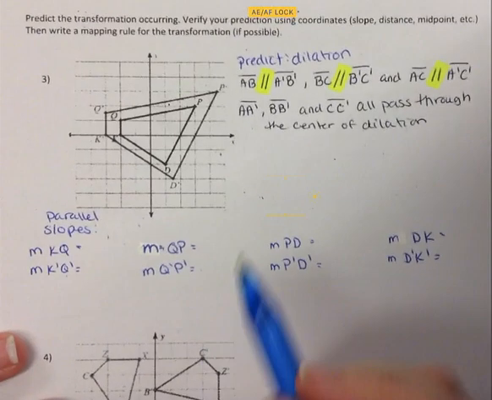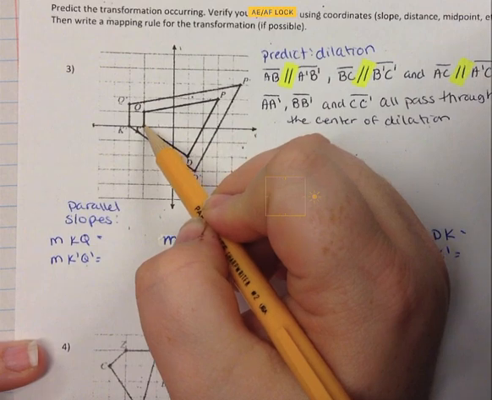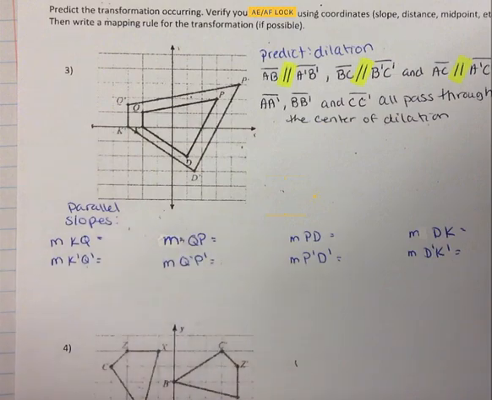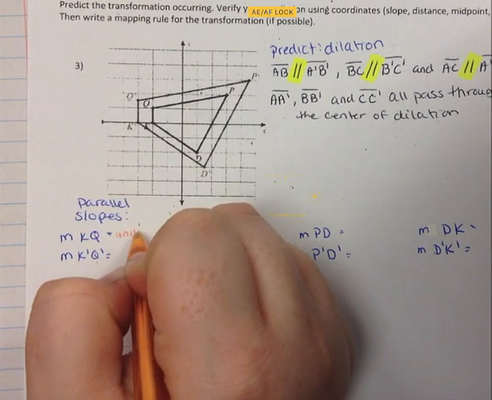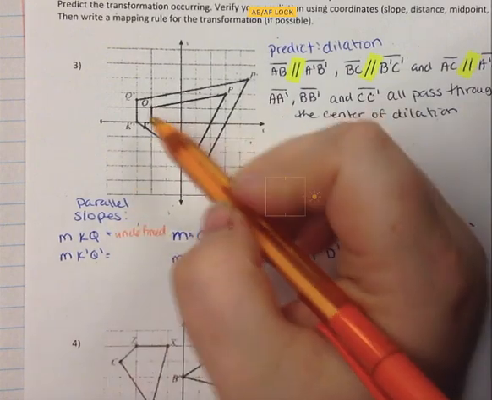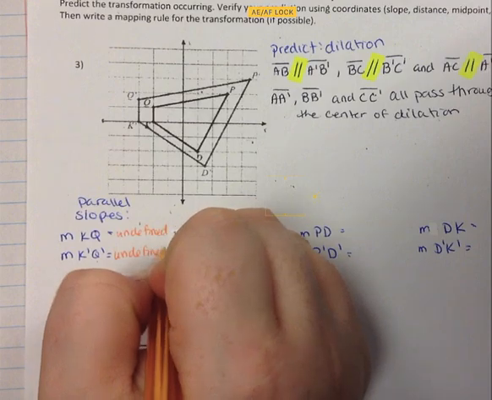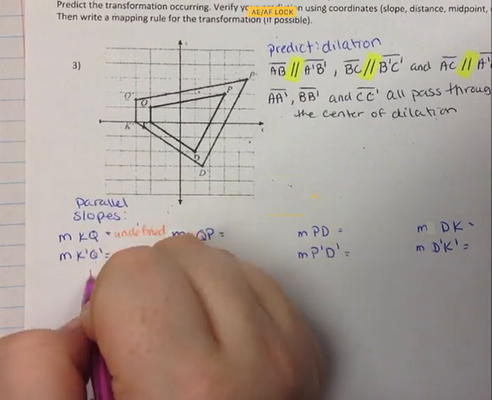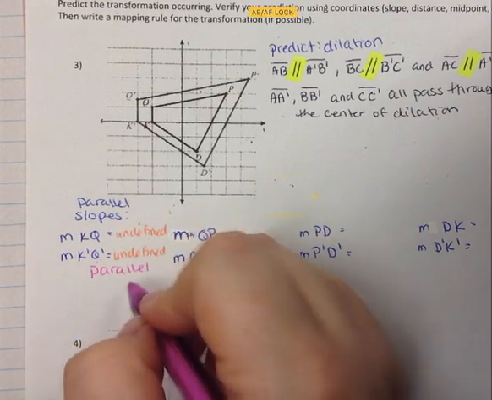So finding the slopes, we do our rise over run. So KQ. K to Q is rising up but running 0. This is a vertical line. This is actually an undefined slope. So we'll put that this is undefined. And then for K prime, Q prime, it's also vertical, so it's also undefined. Remember, a vertical line is undefined, a horizontal is 0. So if these are the same, then these are parallel, which we have to prove. We have to prove 4 of them. So we've proven 1, we have to prove the other 3.